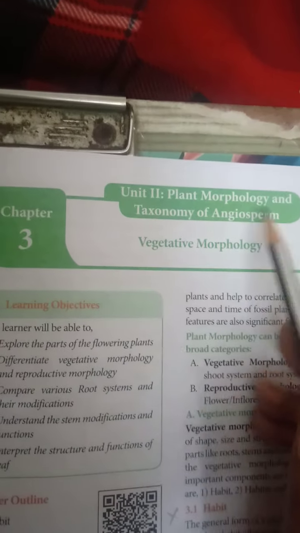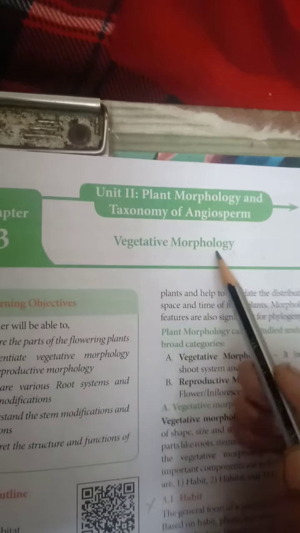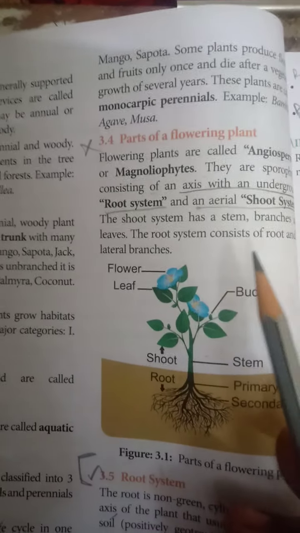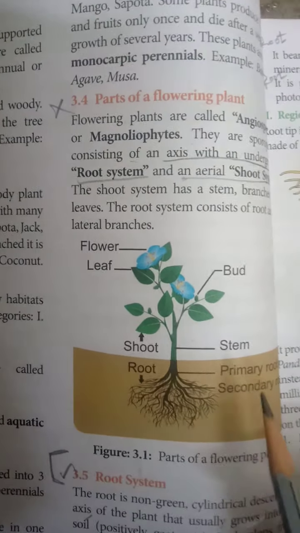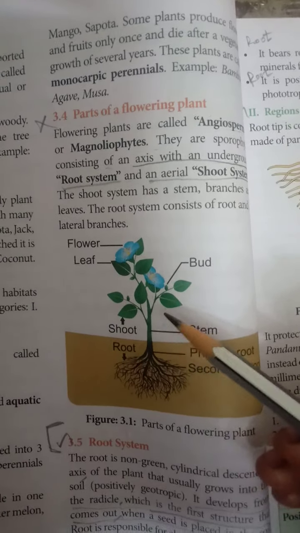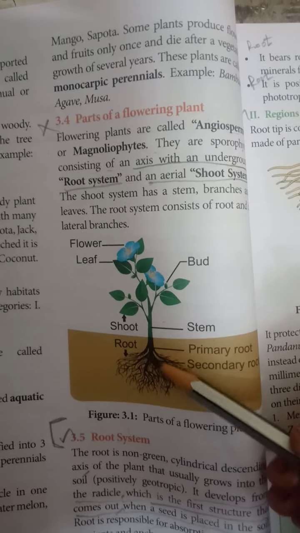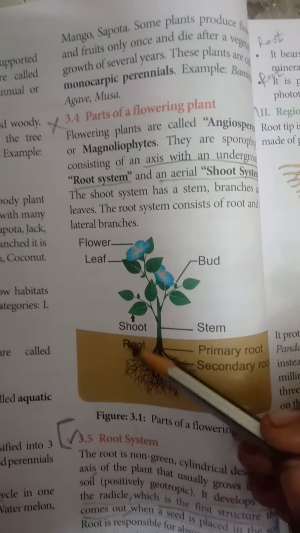Plant morphology, vegetative morphology. The vegetative morphology, the parts of the flowering plants. The flowering plant's parts, this figure is given. The plant axis that goes underground in the soil is the root system.